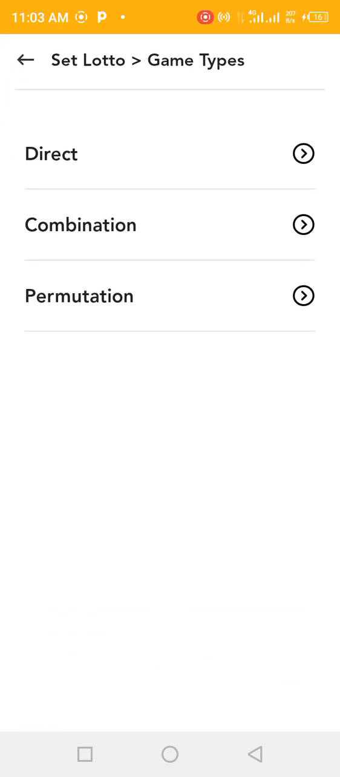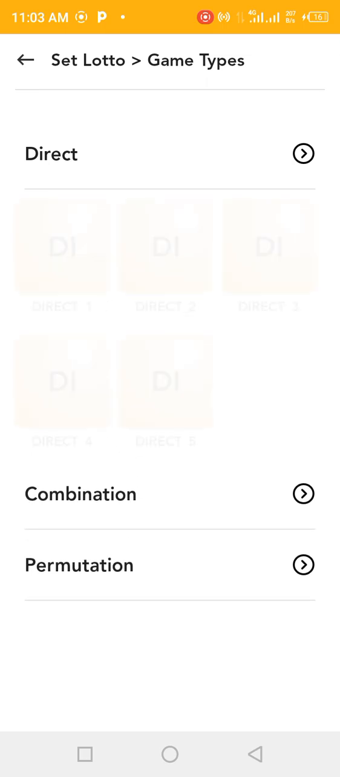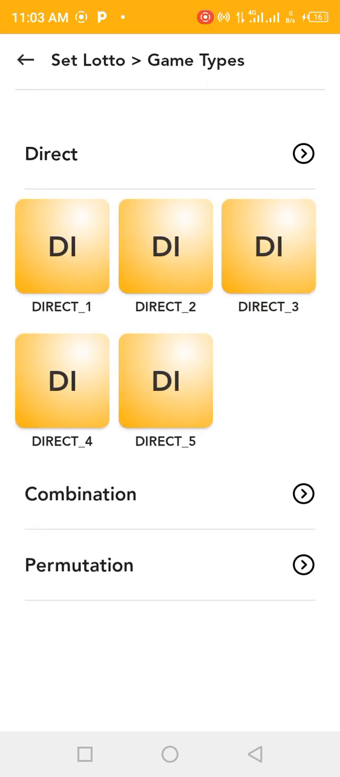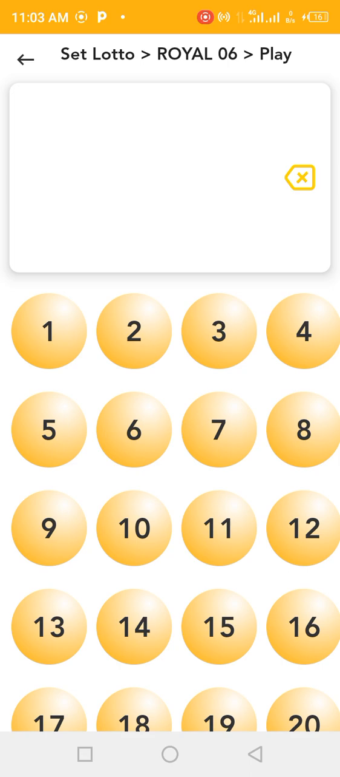Royal 06. How do you play direct game? Now, you tap on direct game. That's what I'm starting with. You can play direct one. Direct one means you have a straight number you are playing. Remember, the draw is not going to be more than five. You have five draws. So if you are playing direct one, meaning you have a single number that you are staking on, that means you are definitely sure that that number is going to come out among the five draws later in the day.